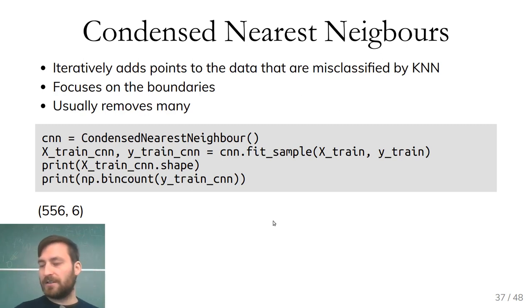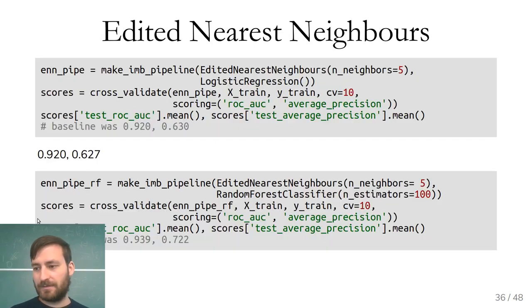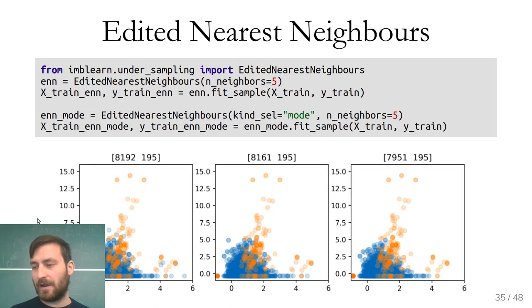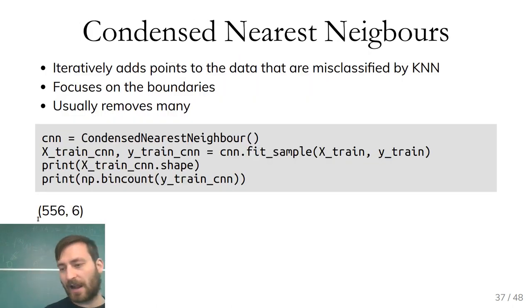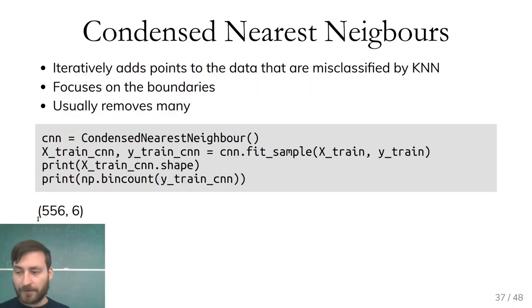If I do this on our mammography data set, I end up with 500 data points going down from 8,000. So from 8,000, I went down to 500, and it's now about a 2-to-1 imbalance. So it's much more balanced than it was before.